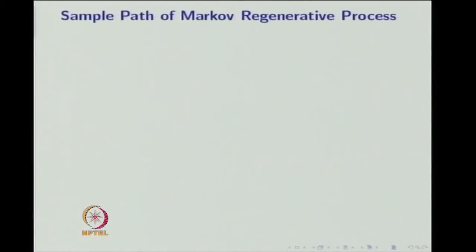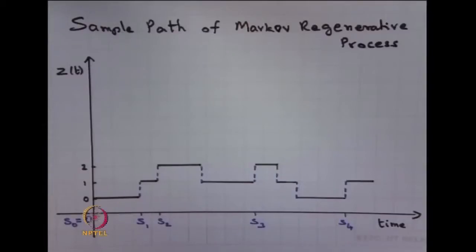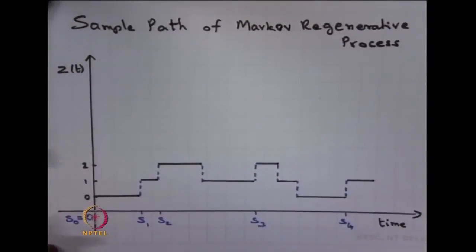Now, we are going to consider the sample path of a Markov regenerative process. Through that, I am going to explain the regeneration points. Consider this sample path of a Markov regenerative process. In this stochastic process, omega is 0, 1 and 2.